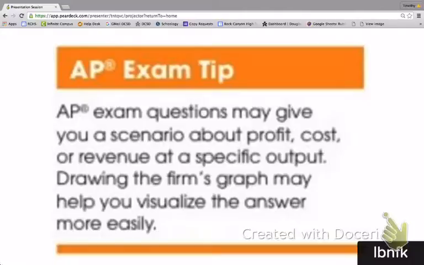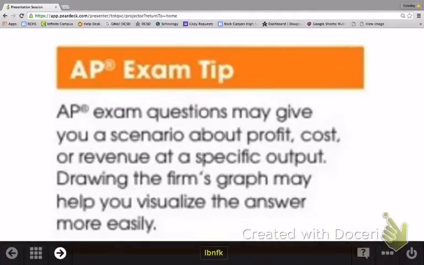Now, remember, as I've told you, on the AP exam, questions may give you a scenario about profit, cost, or revenue at a specific output. Drawing the firm's graph may help you visualize your answer more easily, so make sure you do that.